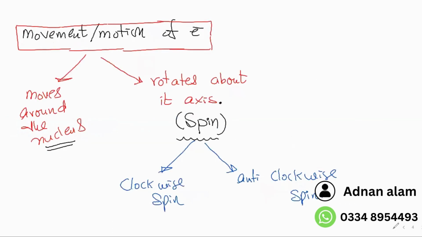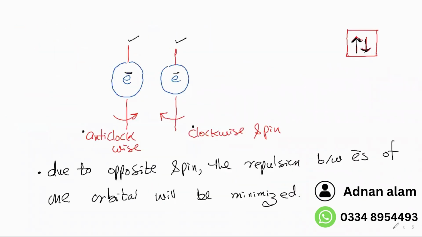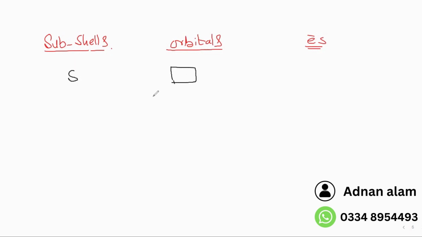After discussing this, beta, the next concept is that subshells contain orbitals, and orbitals contain electrons. You need to know that the S subshell has only one orbital, like this, and one orbital can accommodate a maximum of 2 electrons. So the S subshell can accommodate 2 electrons, and it has one orbital.